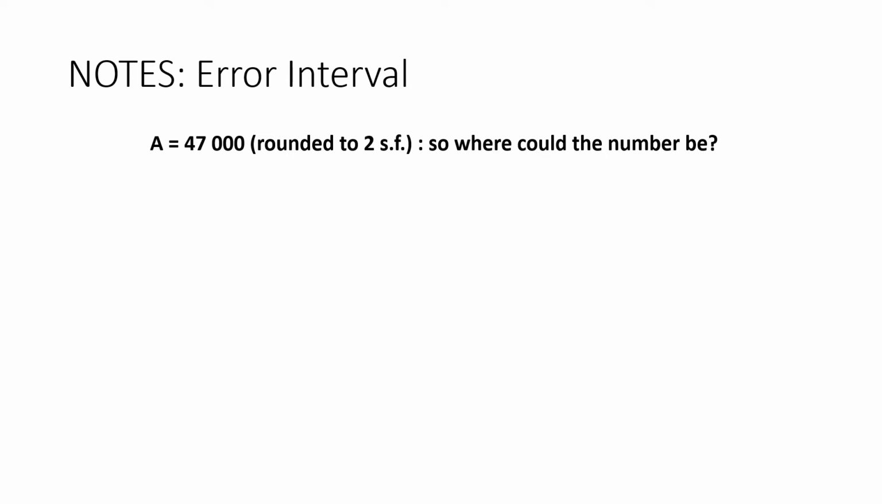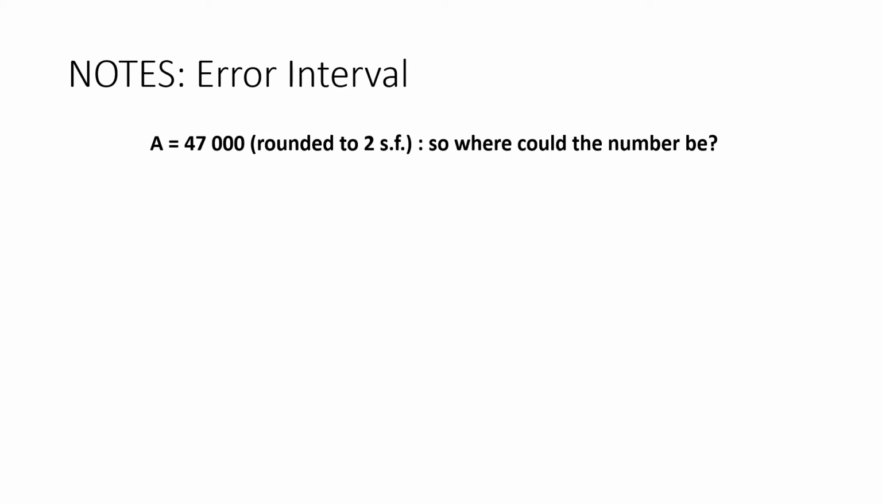So we are now going to look at the idea of error intervals. Let's say that we have a number, I've called it A, which is 47,000, but you've been told that actually this number has been rounded to 2 significant figures. So does it mean that your number was 47,000 to start with? It might have been, but maybe not. It could have been a bit bigger, it could have been a bit smaller, and we decided to round it, maybe because it made the number more readable. But what is important is to understand that by doing this rounding, we've lost a bit of information, we have caused an error. And it's important to be able to identify the size of the error. And this is what we're doing when we're looking for the error interval.